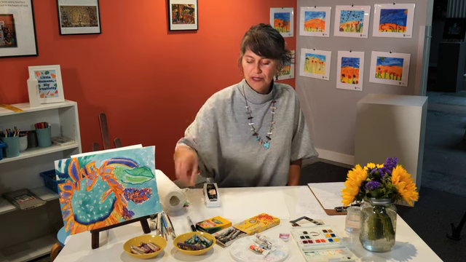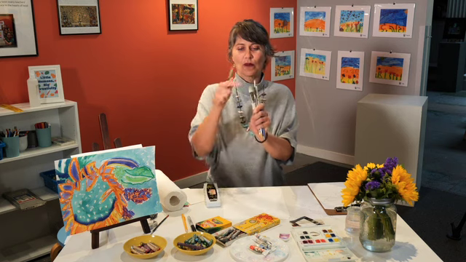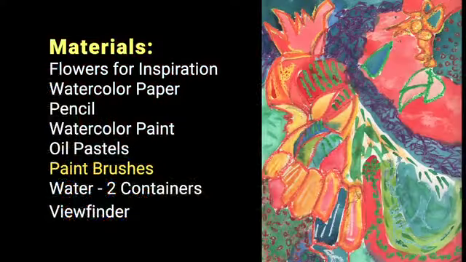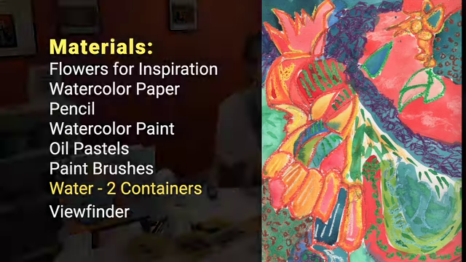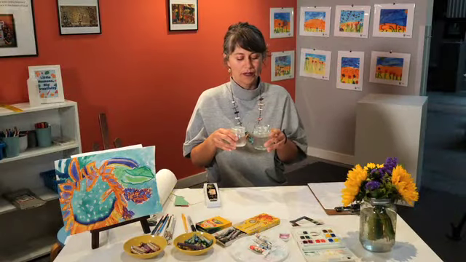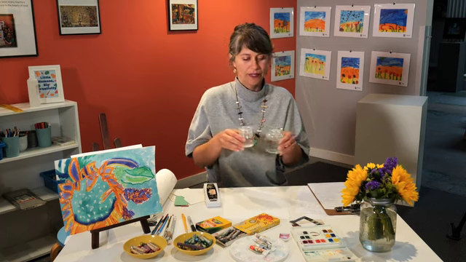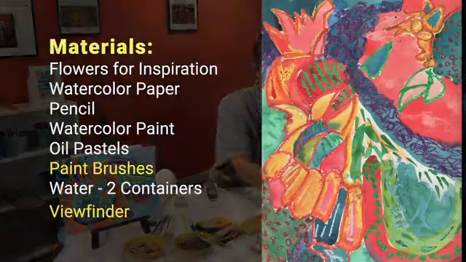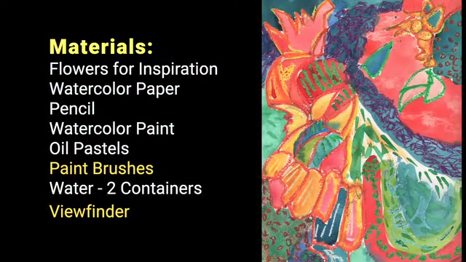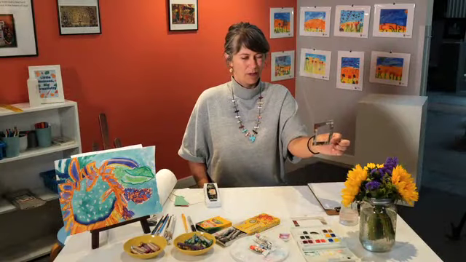And I have a pencil. I've got my paintbrushes. I have several different kinds. I have a round tip one, a square tip one, and then some smaller ones for detail. I have a couple of water jugs, one for cleaning off the brush and one for getting water. And then we're gonna make a viewfinder for our abstraction of our drawing.